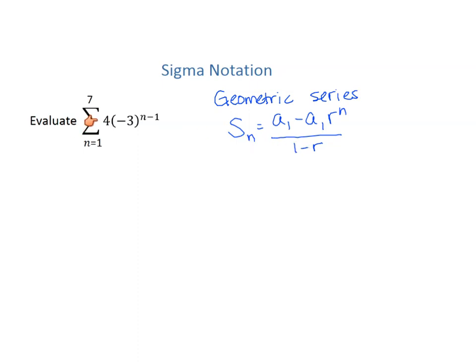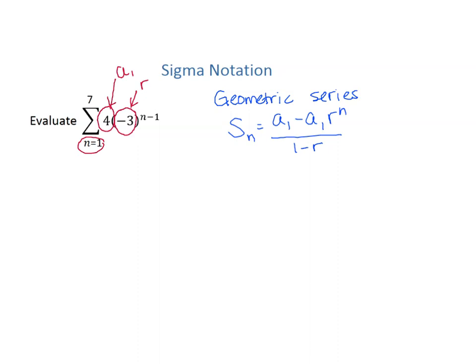Now, the way that these geometric series sigma notations are written out, this expression right here tells us everything we need to know. So make a note of this. The number that's in front of the parentheses is always your starting number. That's always your A1. The number that's inside the parentheses is your common ratio. That's what you multiply by each time.